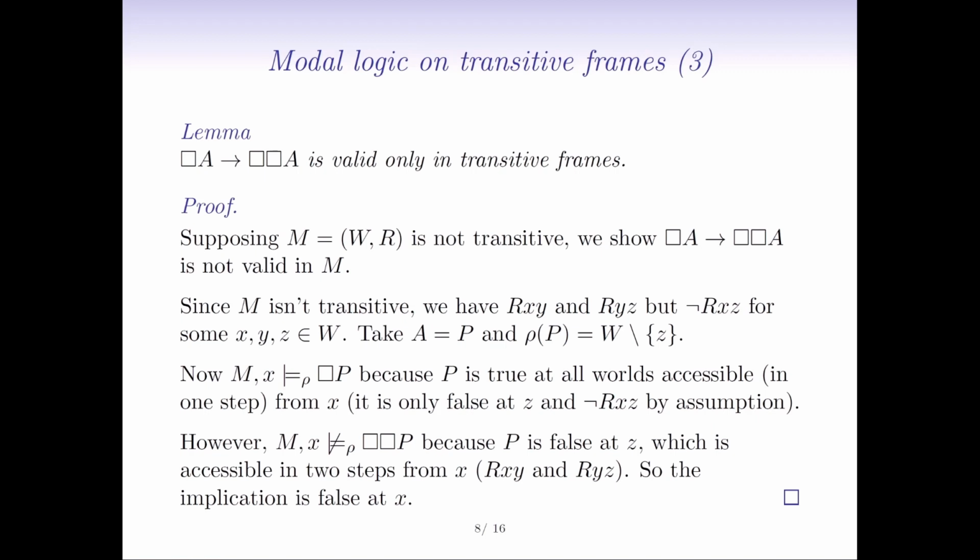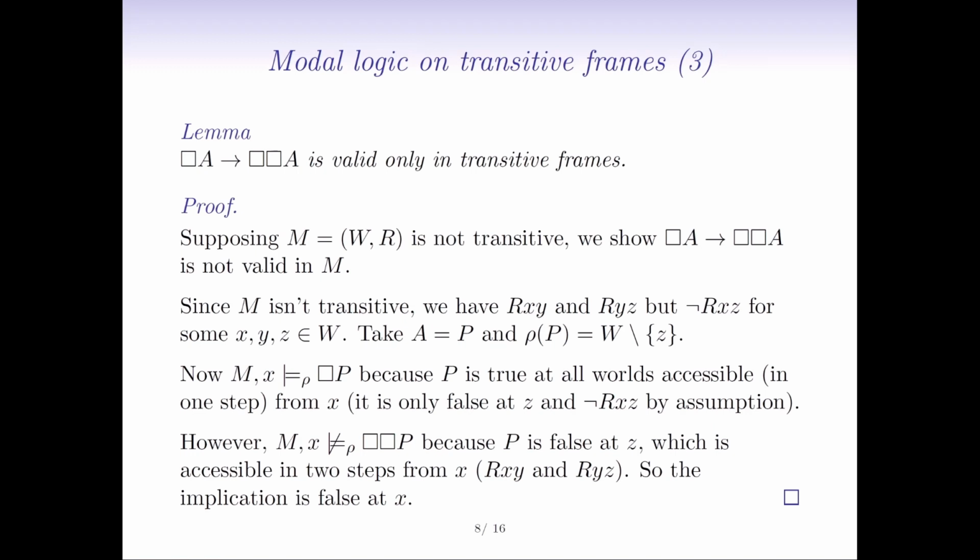by construction. So it can't be the case that X satisfies box P, which means X satisfies the left-hand side of the implication, but not the right-hand side. So the formula is false at that world. Because it's false at that world, it's not valid in the frame. And since the only thing we assumed about the frame is that it's not transitive, we come to the idea that box A implies box box A must be invalid in every non-transitive frame.